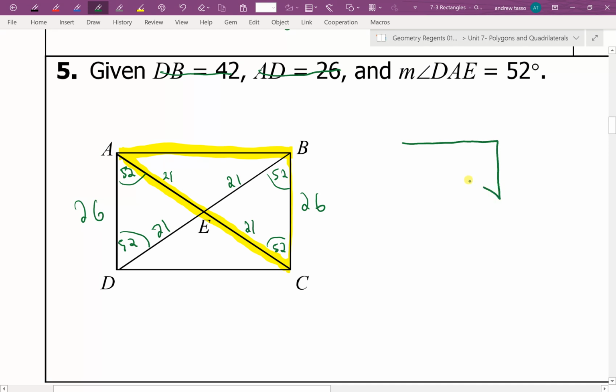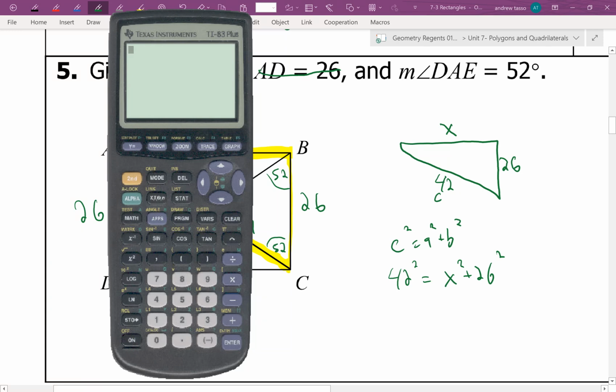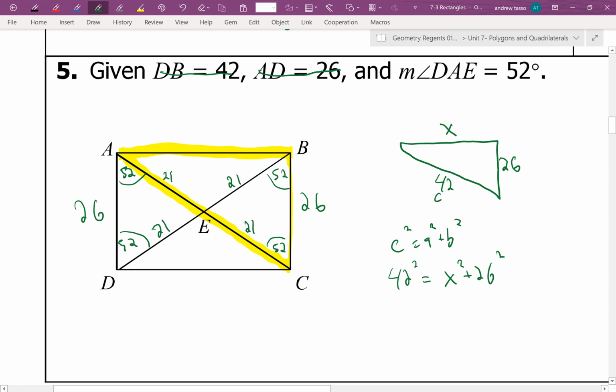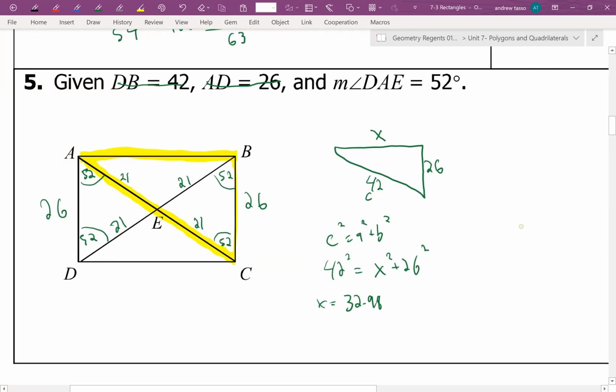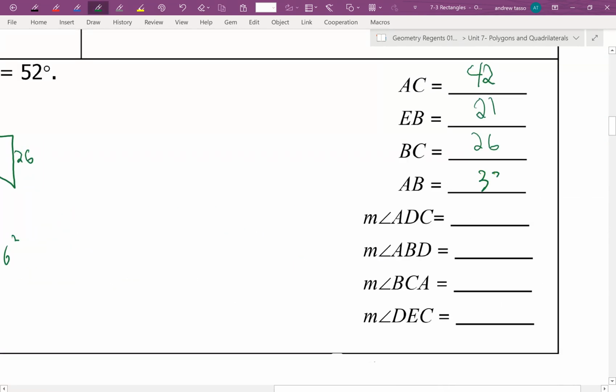So in this right triangle, we have an unknown side, which we'll call x. The long side here is 21 plus 21, which is 42. Here we have 26, okay? So we would use the Pythagorean theorem. And remember that the c side has to be the longest, which is 42. So we have x squared and 26 squared. And now might be a good time to use our calculator. Save ourselves a little bit of work. So 42 squared, subtract 26 squared, and we square root the answer. Okay, so 32.98 for x. And that's close enough to make it 33. So let's just make x equal to 33. That'll be AB.